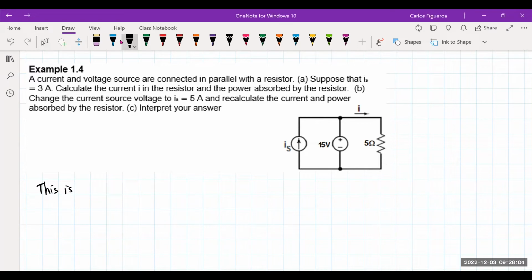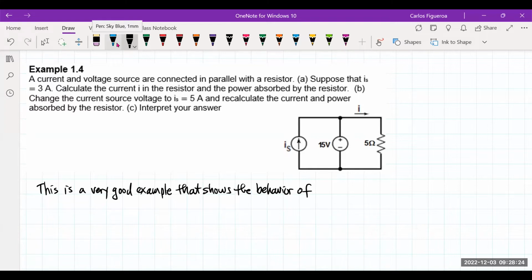This is a very good example that shows the behavior of current / voltage sources.